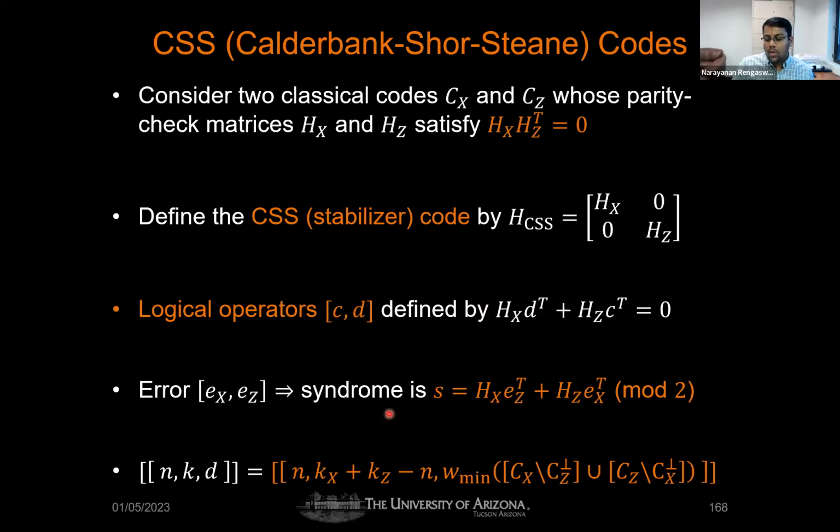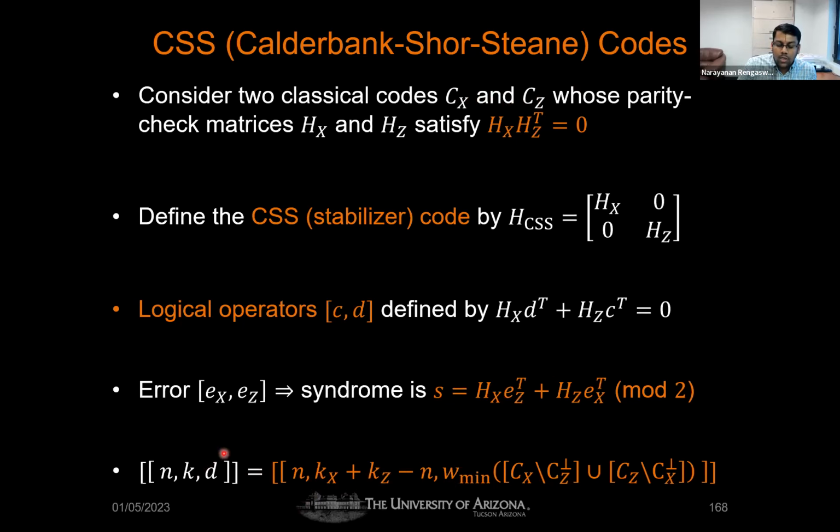Whenever you have an error, you again compute the syndrome as a symplectic inner product with this H matrix. And finally, the parameters of the code: n will be the same number of bits that are there in your classical code. So let's say the classical code CX has n bits, then the quantum code has n qubits. The dimension of the quantum code is constructed from the dimensions of the classical codes CX and CZ, which I represent as K sub X and K sub Z. And you can do some calculation to arrive at this result.